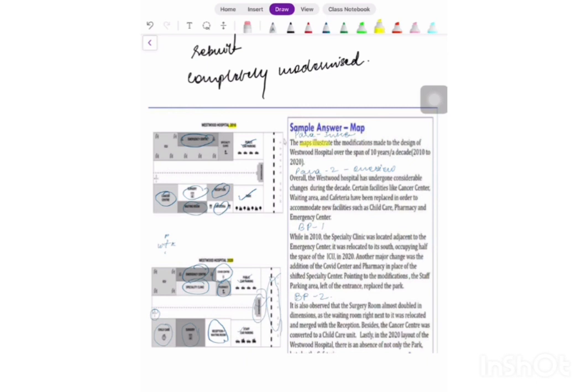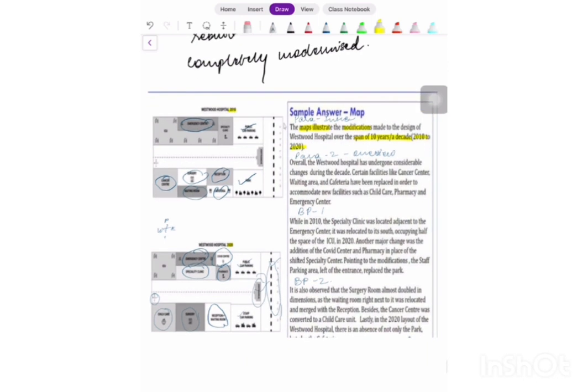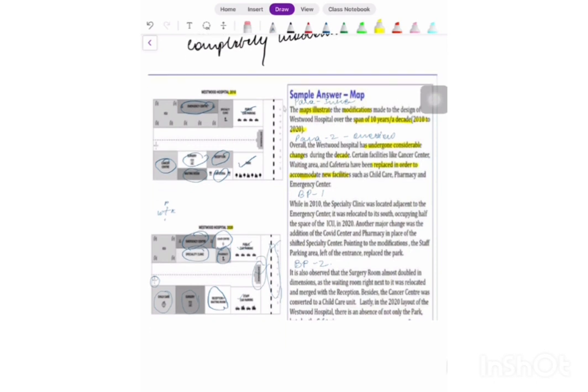The map illustrates the modifications made to the design of Westwood Hospital over the span of 10 years, or a decade, and mention what the span is also. Overall, now we'll talk about some major changes only, not going into the detail in the overview. Overall, the Westwood Hospital has undergone considerable changes during the decade. Certain facilities like the cancer center, waiting areas, and cafeteria have been replaced in order to accommodate new facilities such as child care, pharmacy and emergency center. So this is the overall.